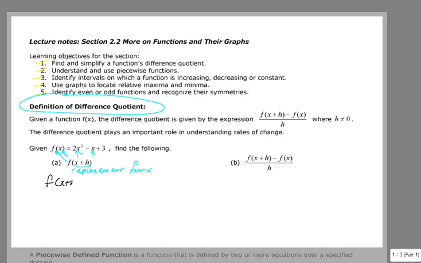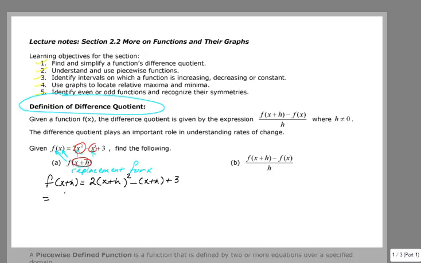f of x plus h is going to be 2 times what? Instead of x, it's going to be our replacement, x plus h. But the function says we need to square it. Minus, in the function it has an x, but the replacement is x plus h, and then plus a 3. So all we did was go to the original function, and everywhere we had an x, we replaced it with x plus h. Now we have to actually go through and simplify this.